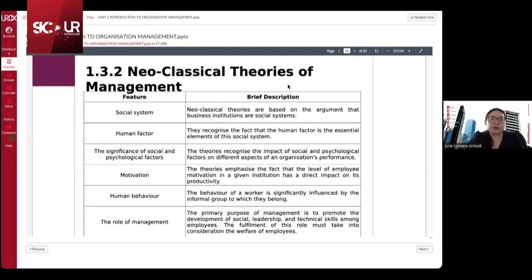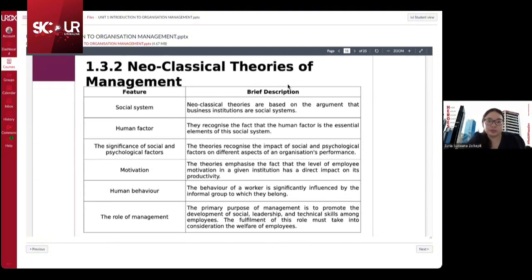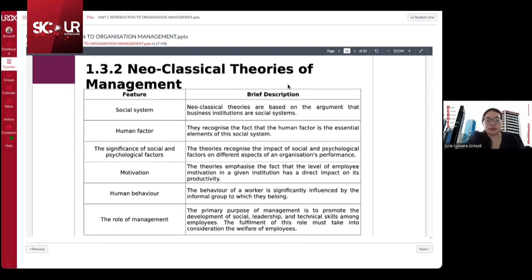So for neoclassical theories of management, they started to introduce, for example, human factors. Before this, in bureaucratic theory, there were no human factors. It is just about the nature of work, the structure, the authority, but no human factor. So under neoclassical theories, if you still remember, I talked to you about social factors that are affecting management. So this is the result of it.